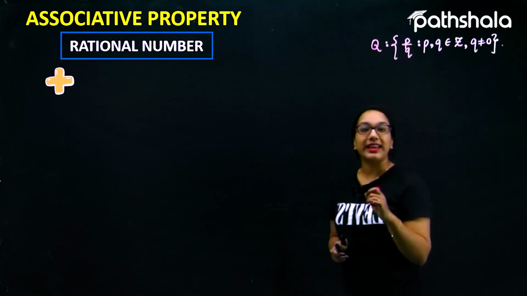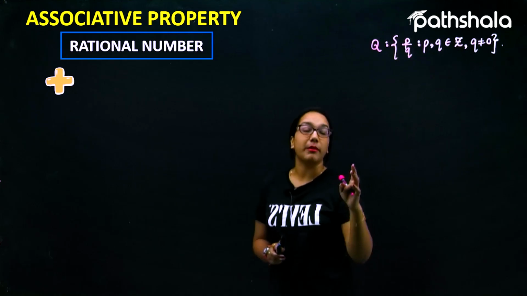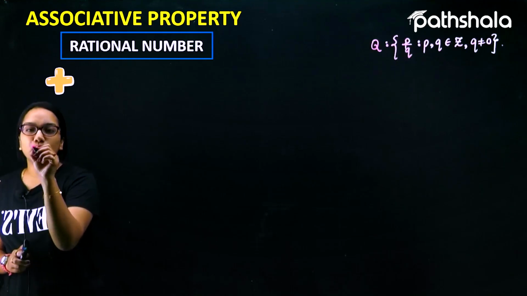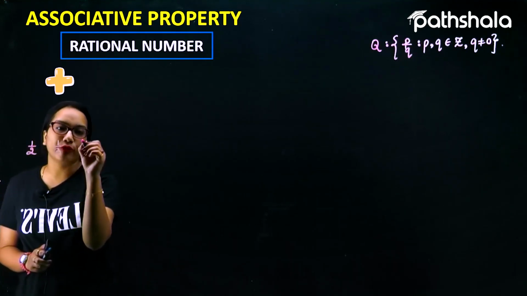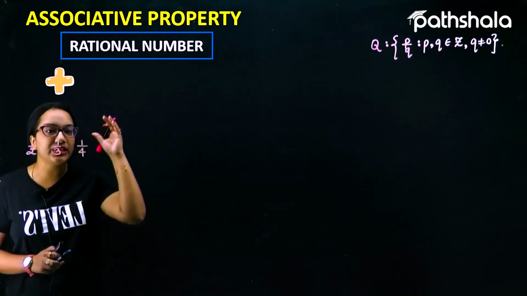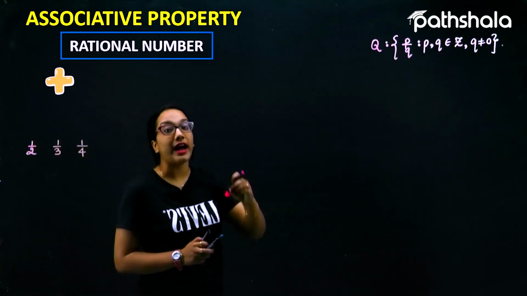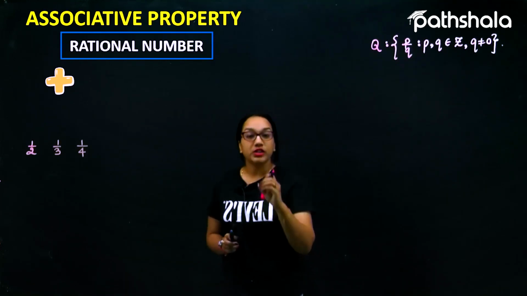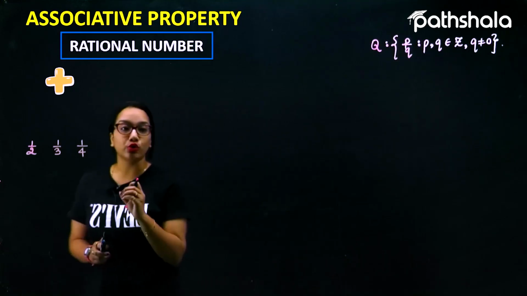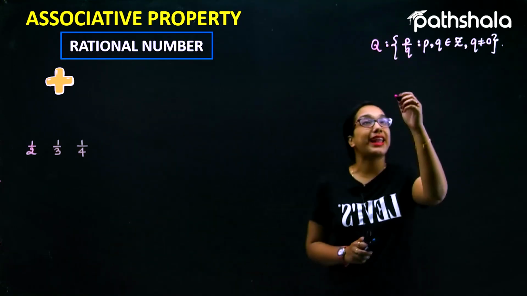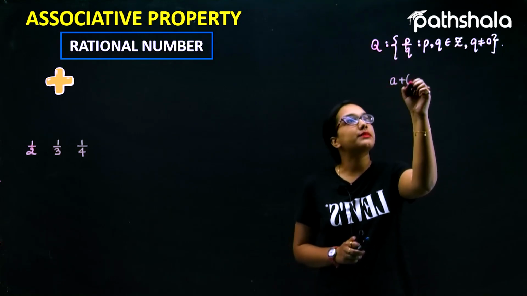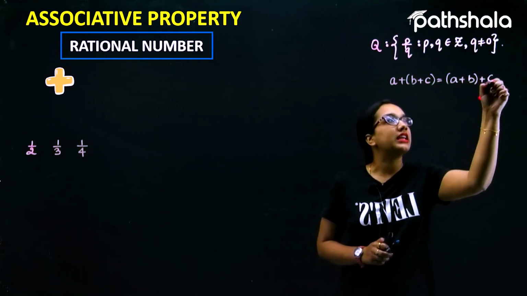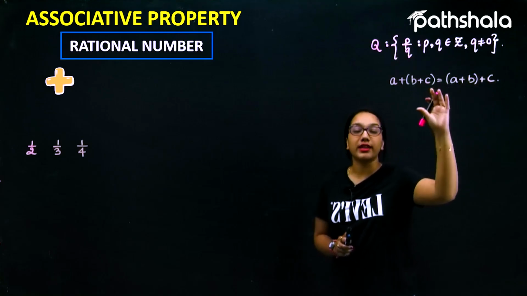So let us suppose we are taking any particular 3 rational numbers out of this collection. Let us suppose I am taking 1 by 2, 1 by 3 and 1 by 4. For the first addition operation, we have to prove whether addition on the rational numbers is associative or not. So let's just start with it. First of all, we have to show that for any 3 rational numbers A, B and C, (A plus B) plus C should be equal to A plus (B plus C). This is the particular condition for the associative property.